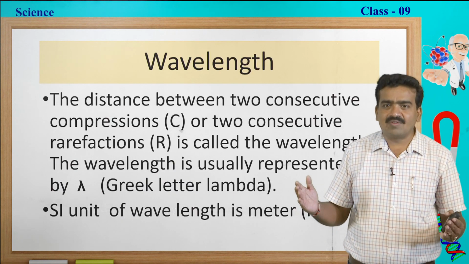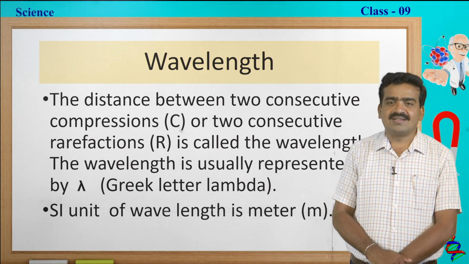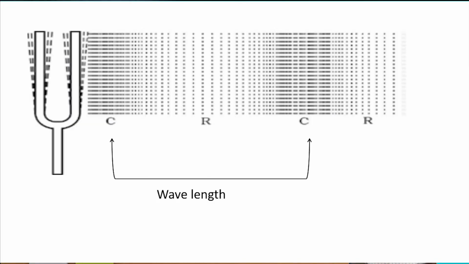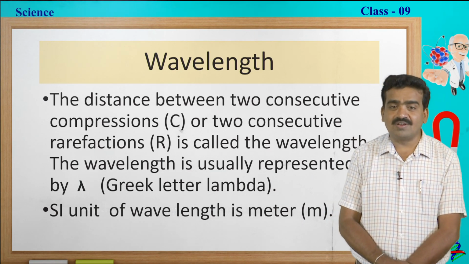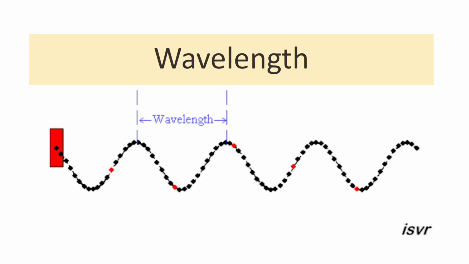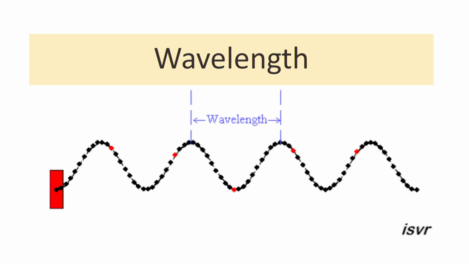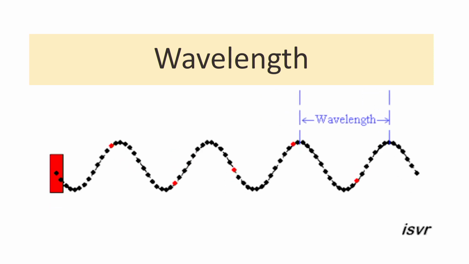Now, let us learn what is wavelength. Wavelength is nothing but the distance between two consecutive compressions or two consecutive rarefactions in the case of a longitudinal wave, and it is represented by the symbol lambda, and the SI unit of wavelength is meter. The wavelength in the case of a transverse wave is the distance between two crests as well as two troughs.